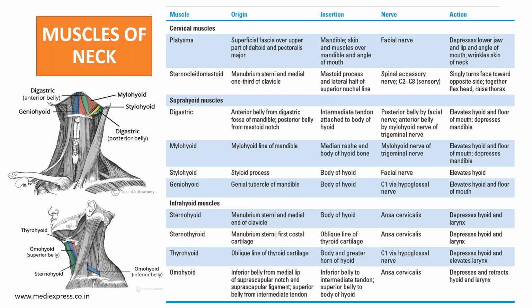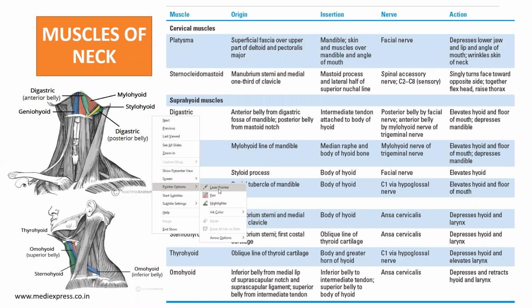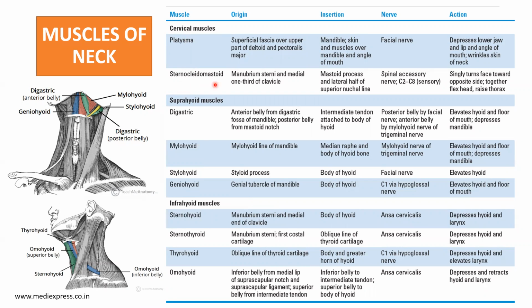Muscles of neck, a very important topic this is. So coming to the muscles of the neck, the first one we'll talk about the cervical muscles. Now, in case of the cervical muscle, we have platysma and we have sternocleidomastoid. Platysma cannot be seen, okay, there's a superficial one here. So platysma, basically a superficial origin is from the superficial fascia over the upper part of the deltoid and the pectoralis major. That is the origin of platysma.